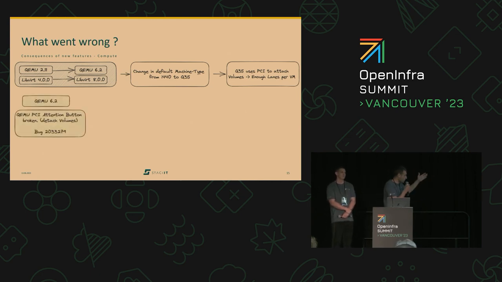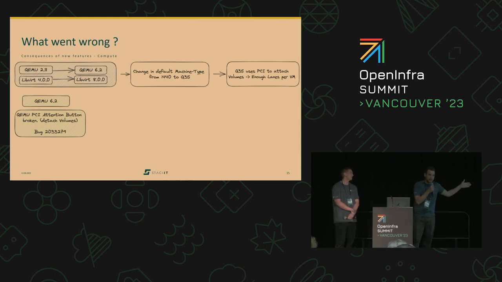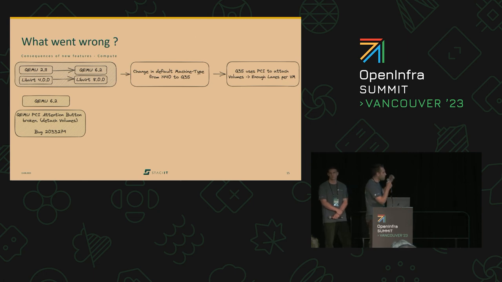Let me start with QEMU 6.2. If you are a little bit familiar with the PCI spec, it says if you want to detach a PCI device, you need to press an attention button. That's nice, so you can signal the OS, please power off this device. But the point is you also need to do this for a virtual machine, so you need to press a virtual attention button. Luckily, QEMU does all this for you, but it's broken in 6.2. So you were never able to detach a volume. You attach the volume, and Kubernetes, which runs on top of our infrastructure service, moves lots of pods with persistent volumes across, so it detaches and attaches lots of volumes. But the virtual attention button was broken.